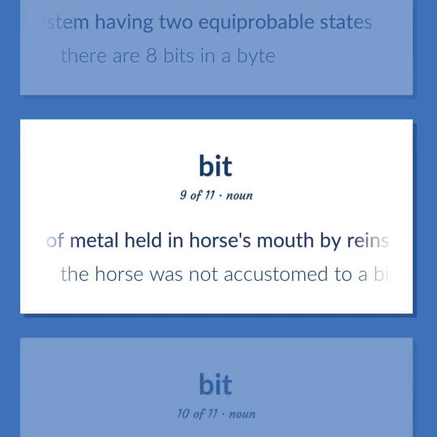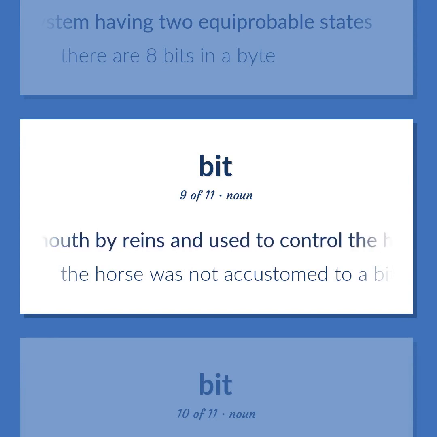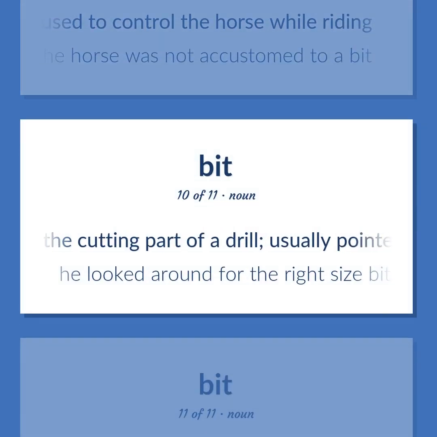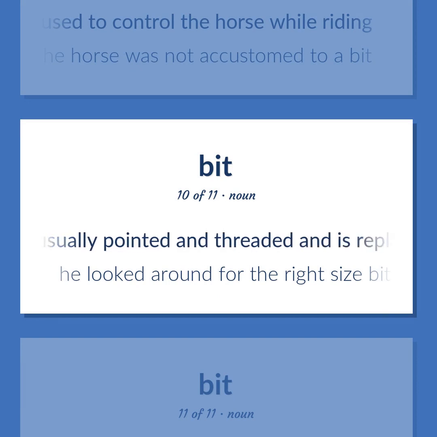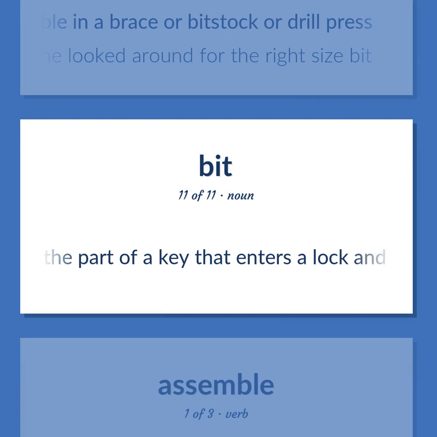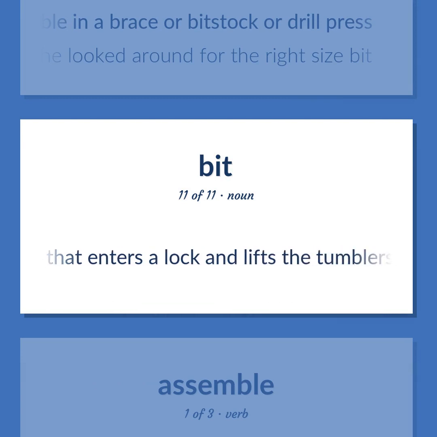Piece of metal held in horse's mouth by reins and used to control the horse while riding. The horse was not accustomed to a bit. The cutting part of a drill, usually pointed and threaded and is replaceable in a brace or bitstock or drill press. He looked around for the right size bit. The part of a key that enters a lock and lifts the tumblers.